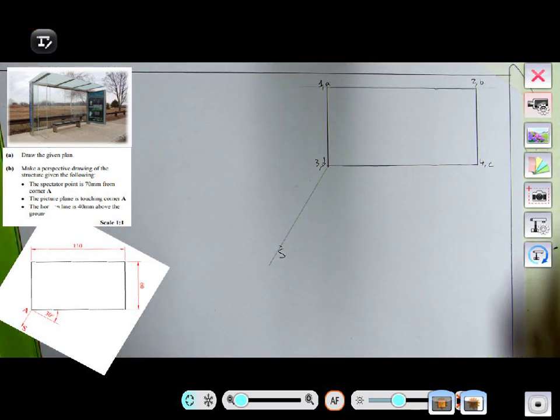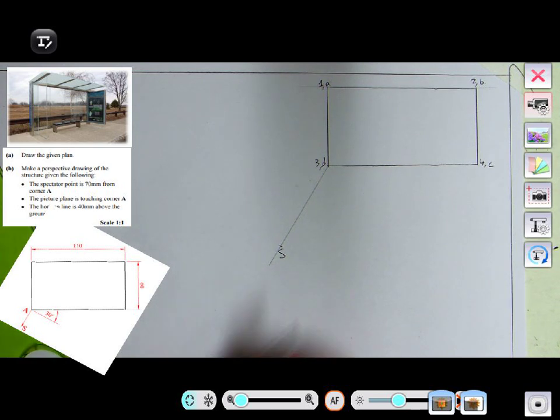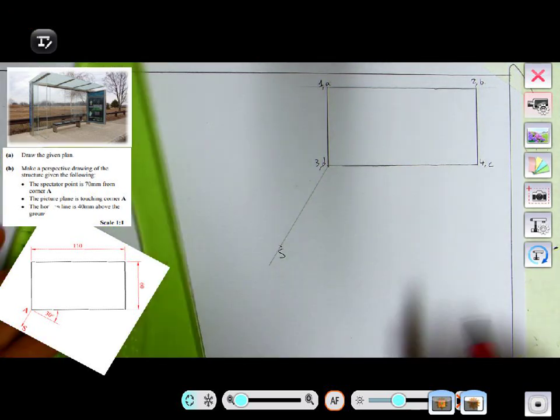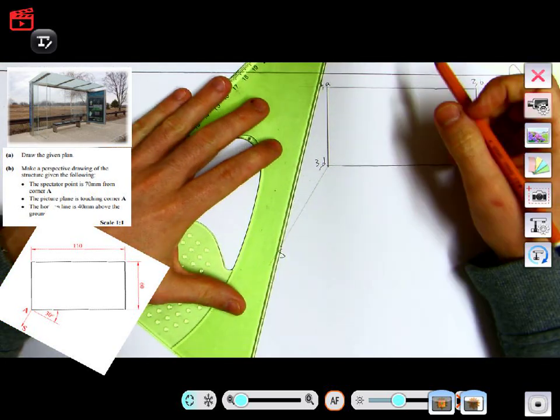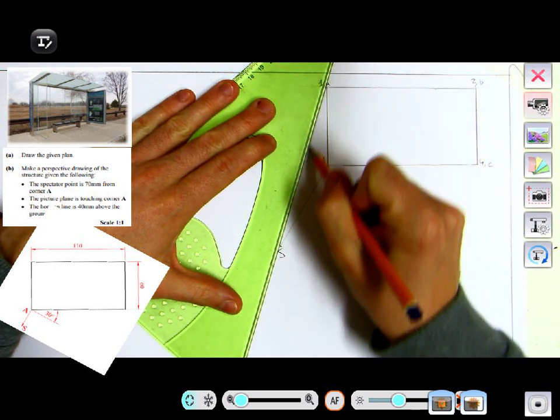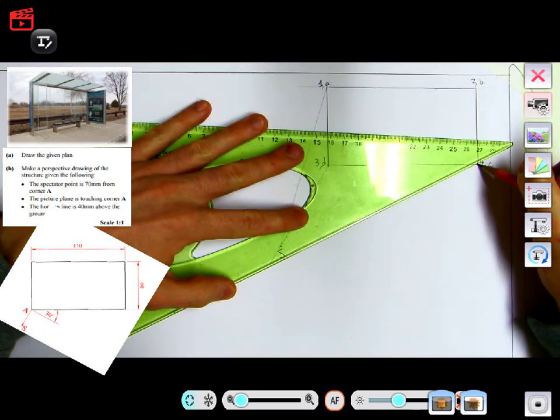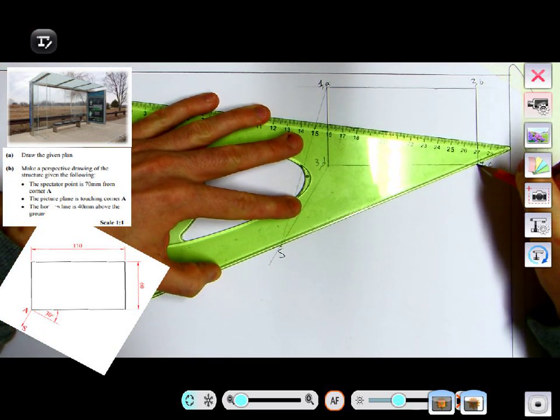The next thing I'm going to do is prepare my plan view and get that to completion in order to do my perspective view. So what we do for this is we're going to bring the furthest point on the left to the eye of the spectator, furthest point on the right to the eye of the spectator.